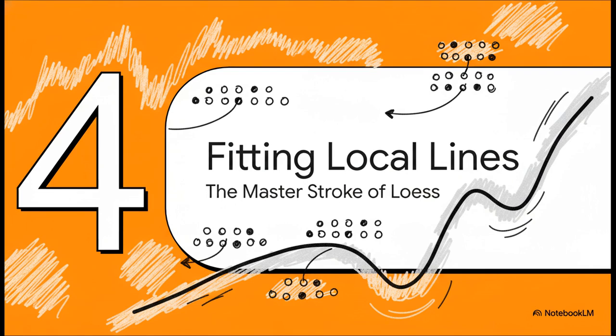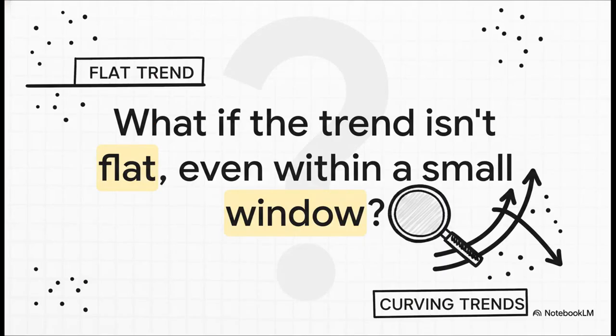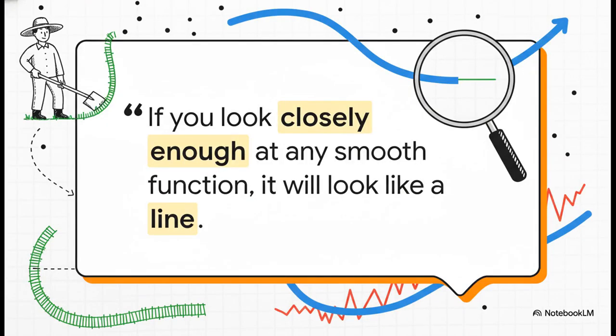Section 4 introduces our most powerful technique yet, the master stroke of a method called LOESS. So far, both of our methods, the bin smoother and the kernel smoother, have kind of assumed that inside our little window, the true trend is basically flat. We're just trying to find the average level. But what if the trend is actually curving up or down, even inside that tiny window? This is where a really deep mathematical idea comes to the rescue, but it's explained with a beautiful analogy.